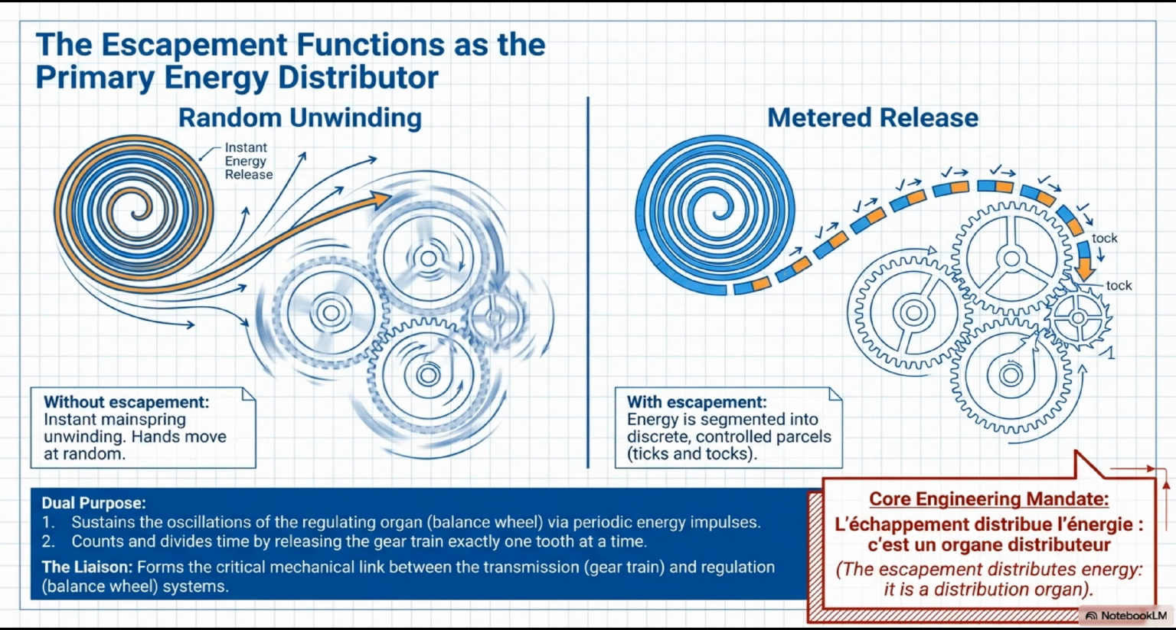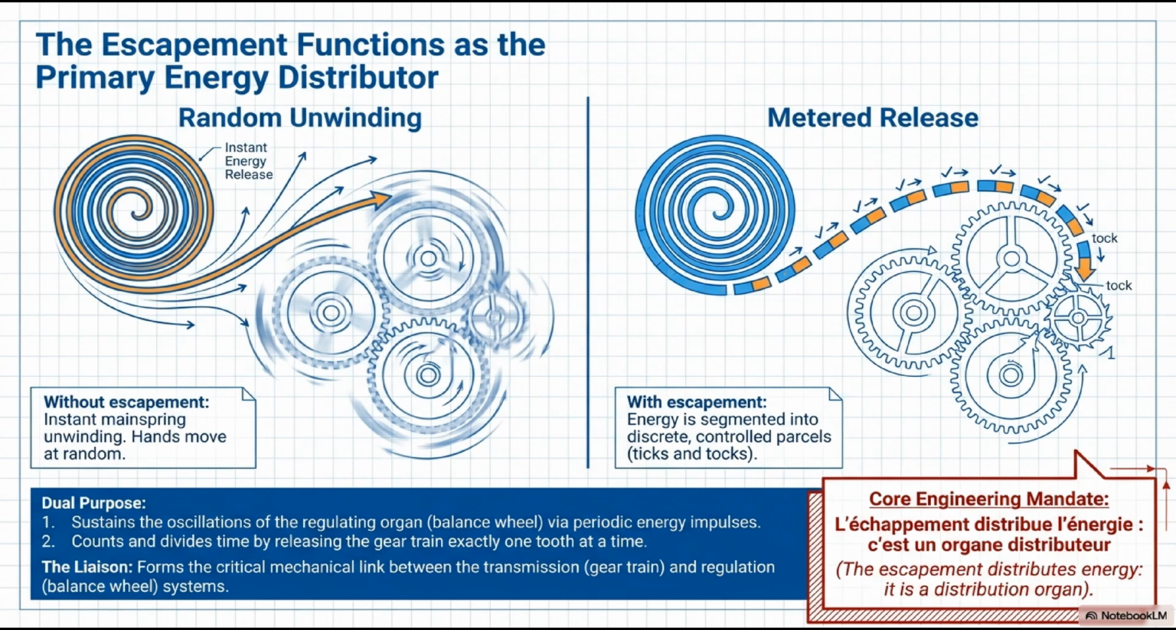Function 2: counting and dividing time. The escapement releases the gear train, which is continuously driven by the mainspring, exactly one tooth at a time, in perfect synchrony with each half oscillation of the balance wheel. Every single tooth advance corresponds to exactly one tick or one tock. This is how the continuous, analog rotation of the mainspring is converted into the discrete, countable intervals we call seconds, minutes, and hours.